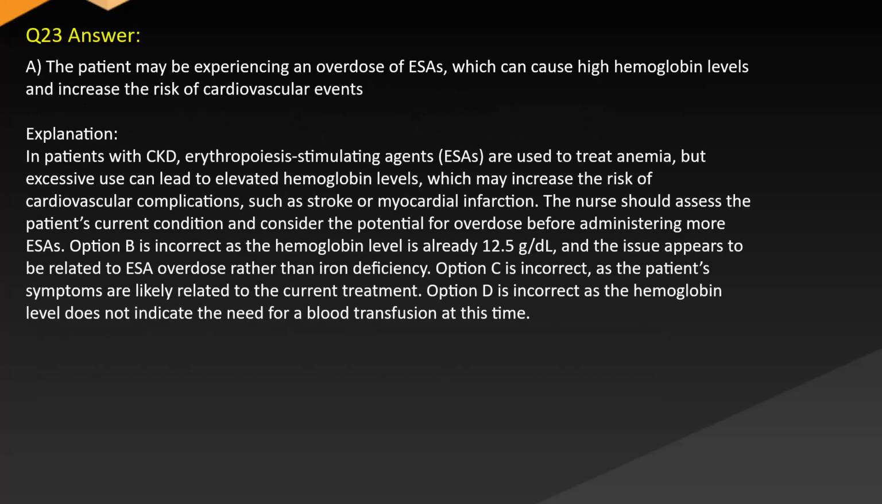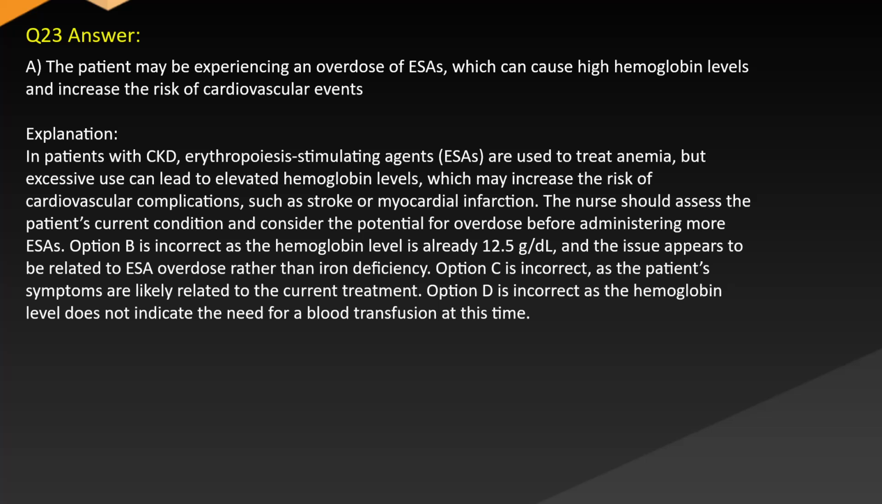Answer A. The patient may be experiencing an overdose of ESAs, which can cause high hemoglobin levels and increase the risk of cardiovascular events. Explanation: in patients with CKD, erythropoiesis-stimulating agents (ESAs) are used to treat anemia, but excessive use can lead to elevated hemoglobin levels, which may increase the risk of cardiovascular complications such as stroke or myocardial infarction. The nurse should assess the patient's current condition and consider the potential for overdose before administering more ESAs.